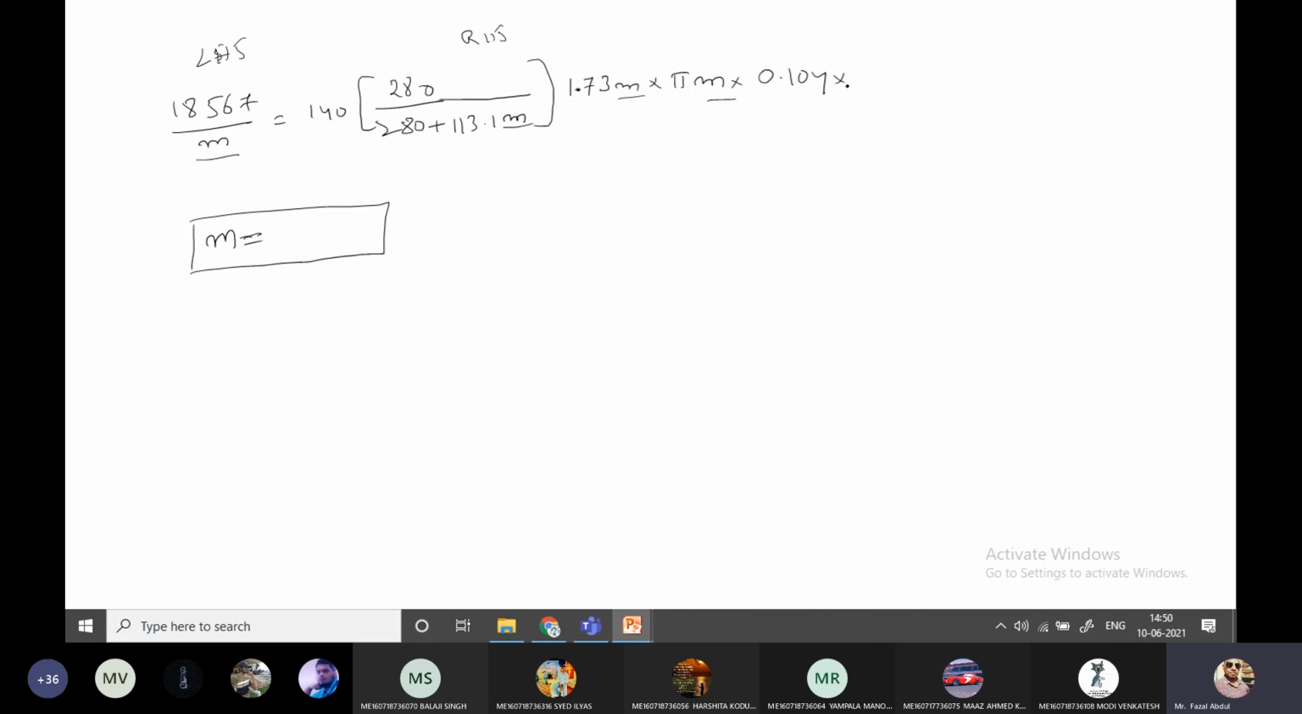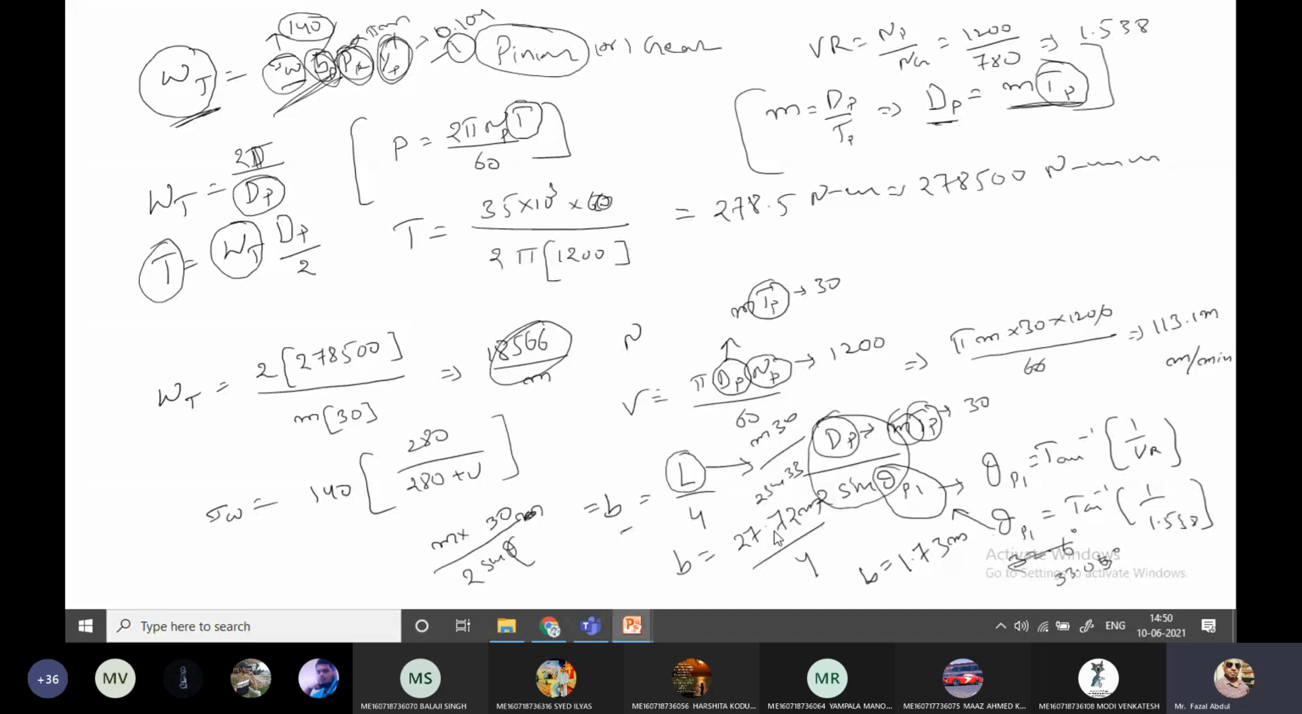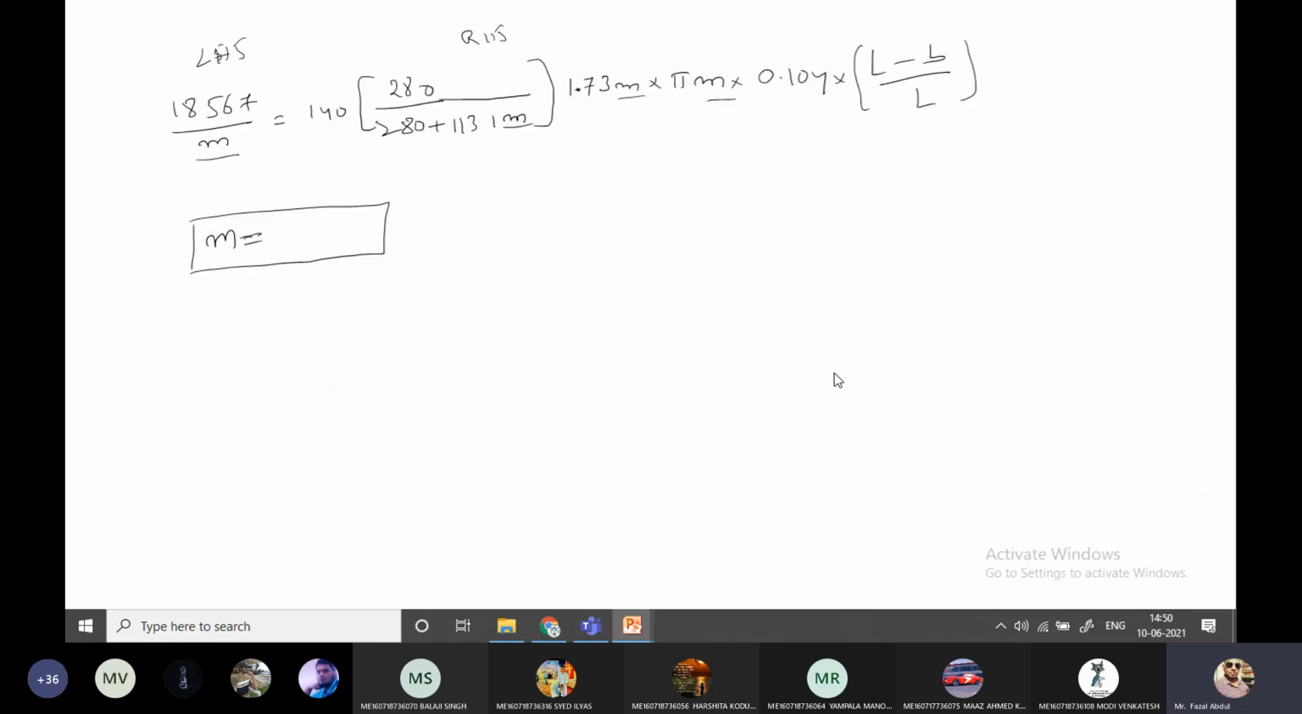Sorry Babu, see here I forgot one thing. Into y dash, because it's a bevel equation, L minus b by L. This is the additional bevel factor. L value, how much did we get? L value is 27.72 module.